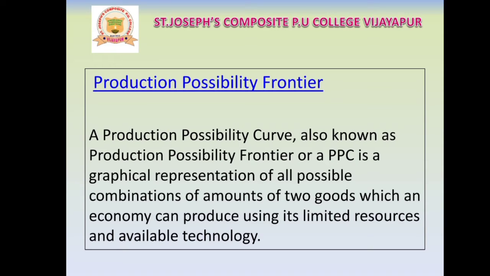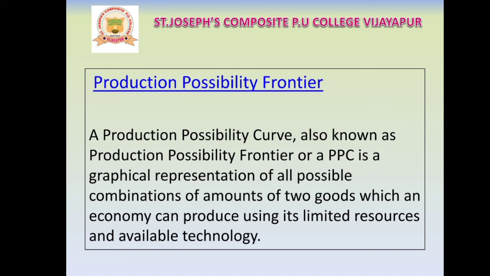Frontier means a graphical representation. Here we are going to represent it with the help of a graph. The production possibility frontier, also called the PPC or production possibility curve, is a graphical presentation of all possible combinations of the amounts of two goods which can be produced in the economy by using its limited resources and available technology.